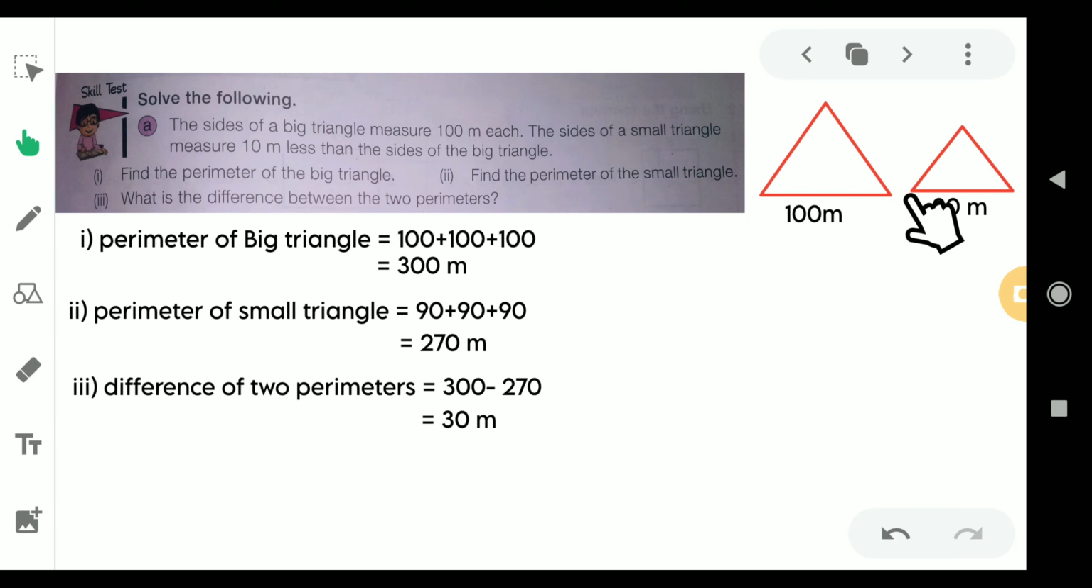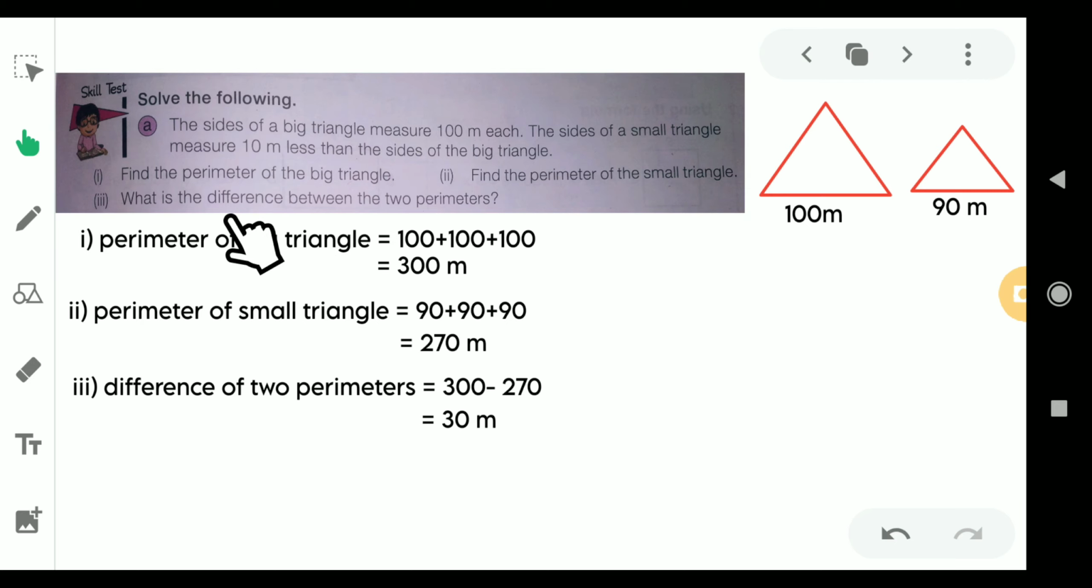And when you come to the second small triangle, here the length of each side of this triangle would be 10 meter less than the sides of the bigger triangle. So here the length of each side of the bigger triangle is 100 meter, but the length of each side of this smaller triangle is not given, but one hint is given, that is 10 meter less than. So 10 meter less than this 100 meter is what? That is 90 meter. So here the length of each side of this triangle would be 90 meter, which means this is also 90 meter, this is also 90 meter, and this is also 90 meter.